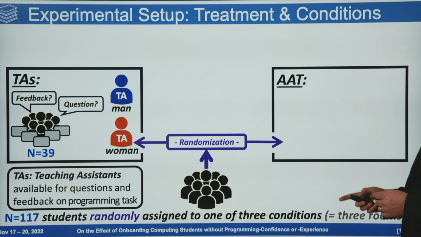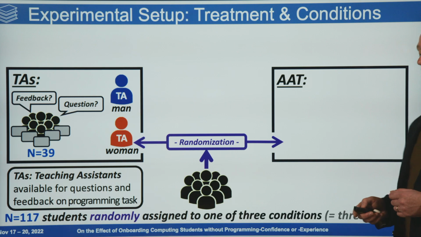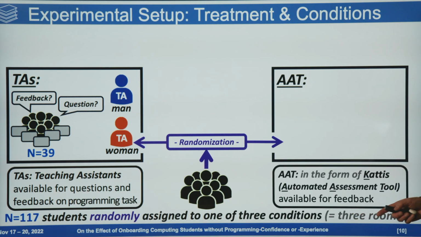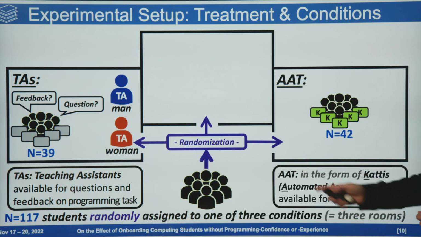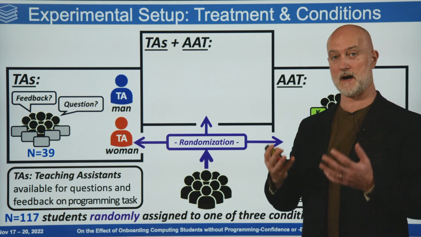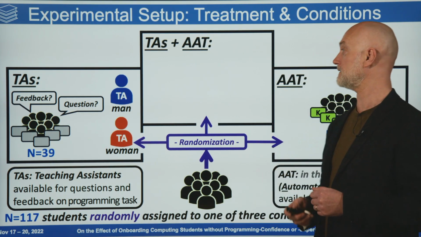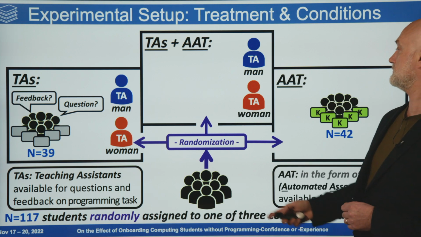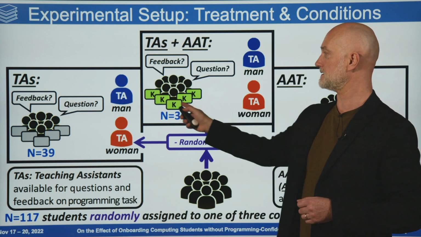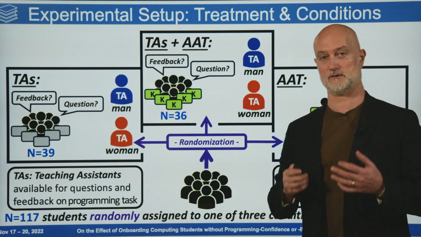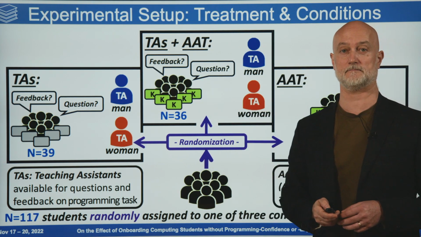Another condition over here is the AAT, for automated assessment, and here automated assessment in the form of CADIS was available for the students. So we had 42 students here with access to CADIS on their computer. And the last condition here is the combined effect of manual and automated feedback. In this condition, students would have 2 TAs available, and they could also use CADIS. So we had 36 students randomly assigned to this condition.